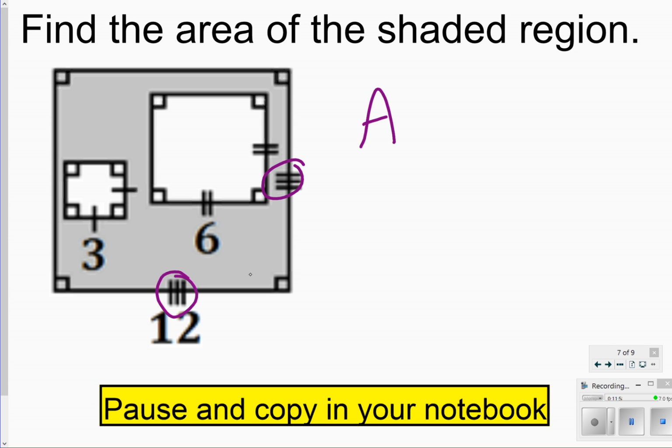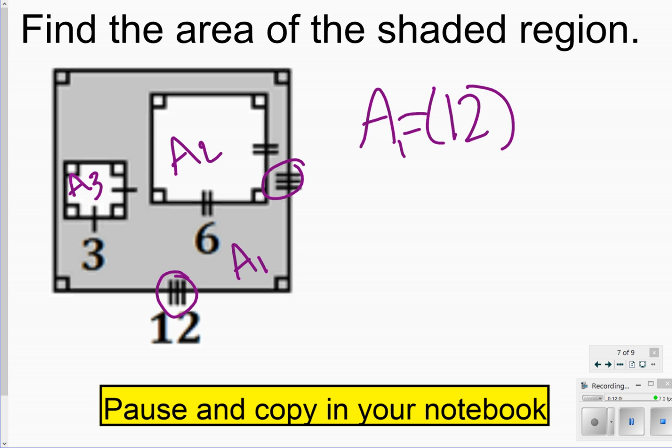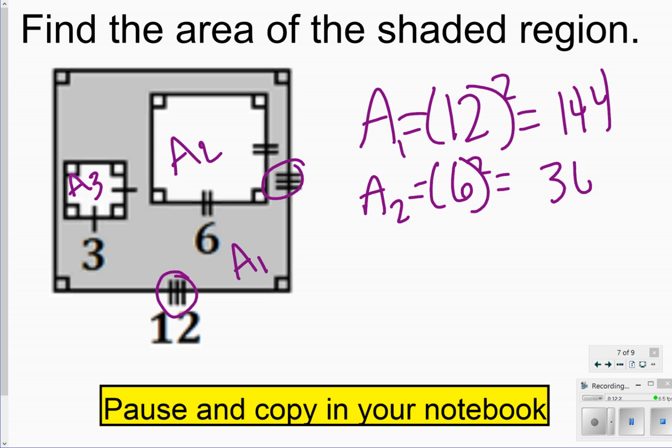So the area of the large version, we have 3 regions. The area of the large one is length times width, which is 12 squared, so it's 144. And we need area of 2. An area of 2 has different hatch marks, and it says that it's 6 squared, so that's 36. And we have area of our third one, and that's going to be 3 squared because it only has one hatch mark, so it's 3 squared, which is 9.